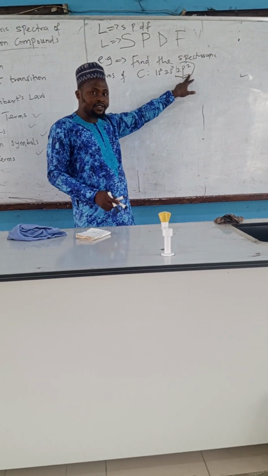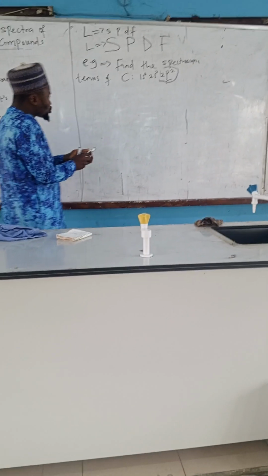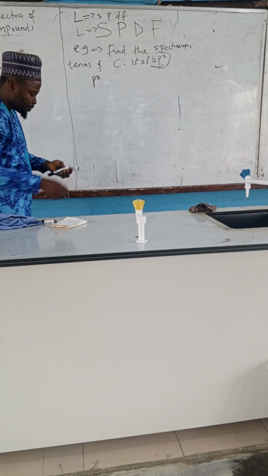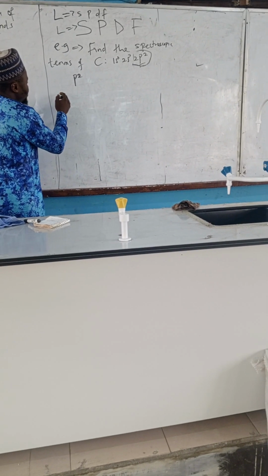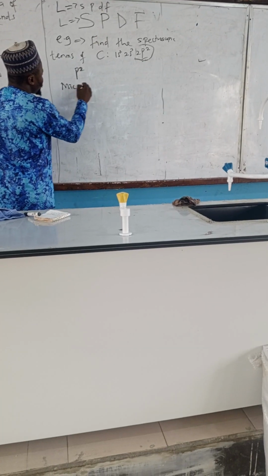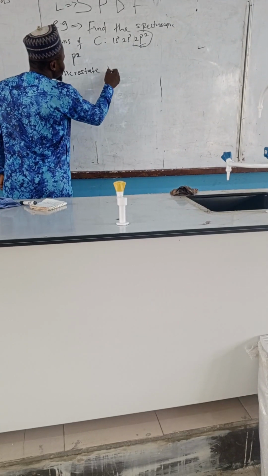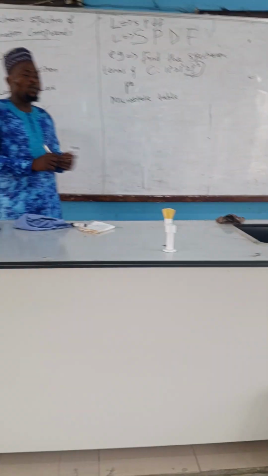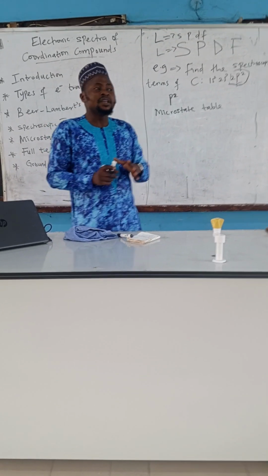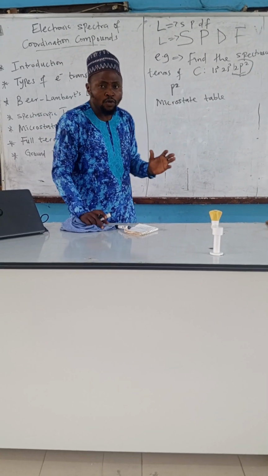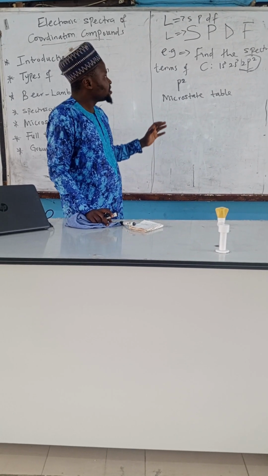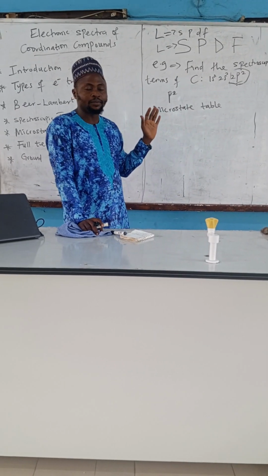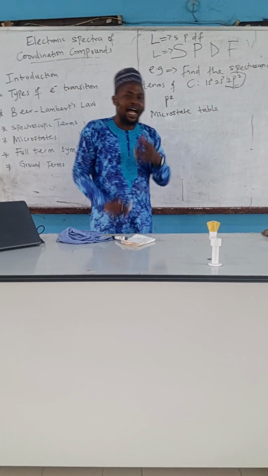Number one, you know this. Number two, you say it is a p2. If it is a p2, we are going to be finding the microstates table. This microstates table will give us the number of possible ways these electrons can be filled in the orbital. Like I told you, I give you an example.